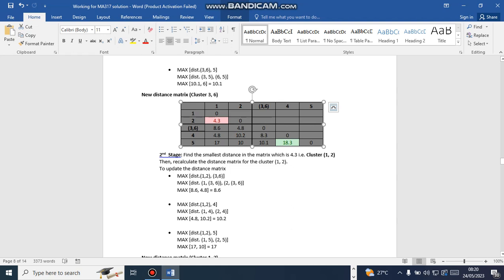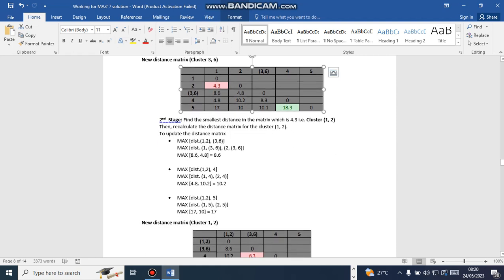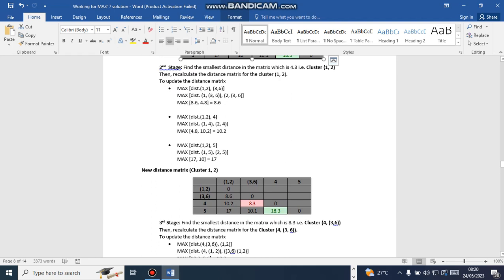For cluster 2 and 6 and 3, we have this value, which is 4.8. From 8.6 and 4.8, we are going to pick 8.6. The same thing we are going to do for 4, and for 5. So we pick the respective highest numbers. From there, we move to the next one.